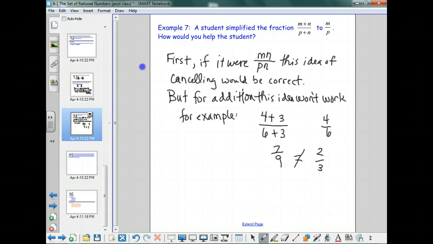How else could you do it? Get a common denominator, which is really nice in this particular one. Good job creating a great example. If you get a common denominator, you can see very quickly that this isn't going to work either. What else could you do?